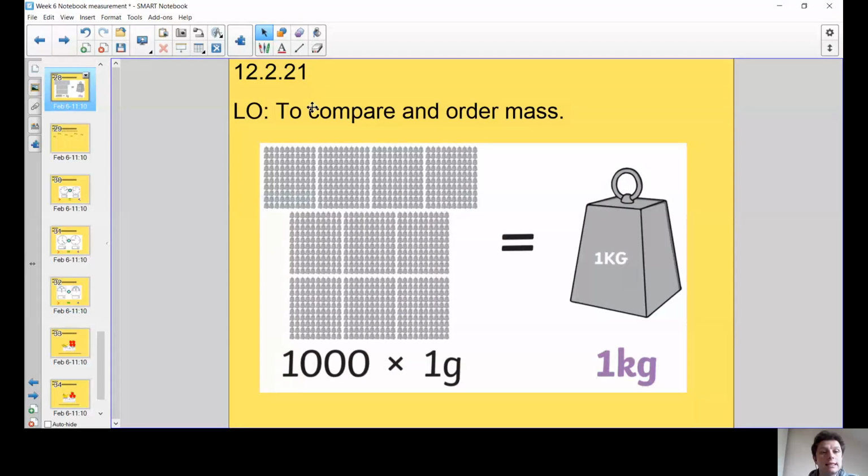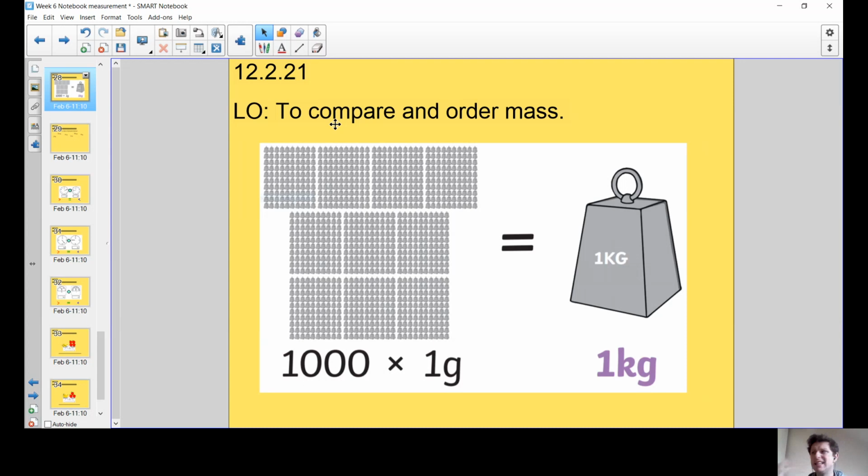This is Friday's maths lesson, and it's the last lesson on weight and measuring mass this half term. Our focus today is to compare and order mass. Now, when you think about mass, think about weight. It's something light, is something heavy.